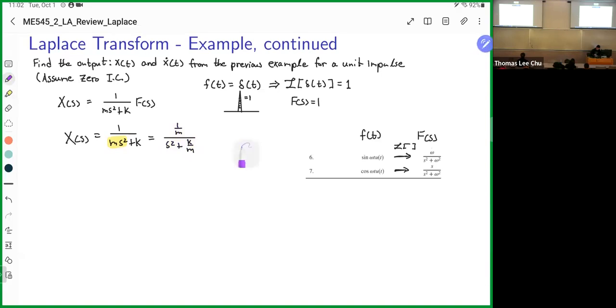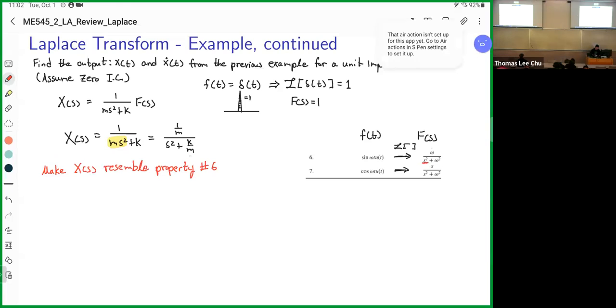So we need to make X of s resemble property number 6. The reason why I wanted to divide both sides by m is because I wanted this s squared by itself. And here, we can't change the denominator terms, but we can pull constants out of the numerator.